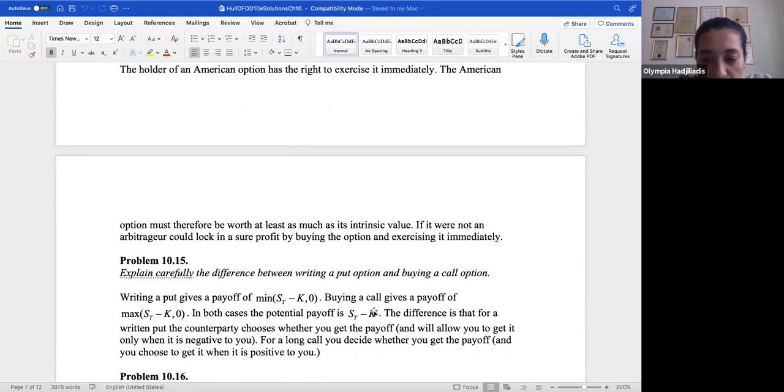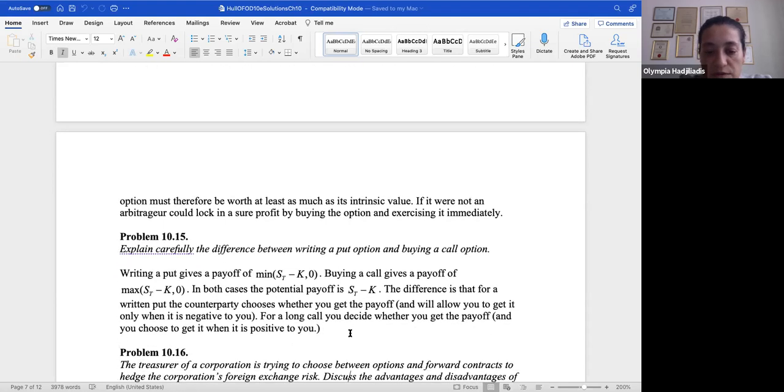The difference is that for a written put, the counterparty chooses whether you get the payoff and will allow you to get it only when it is negative to you. For a long call, you decide whether you get the payoff and you choose to get it when it is positive to you.